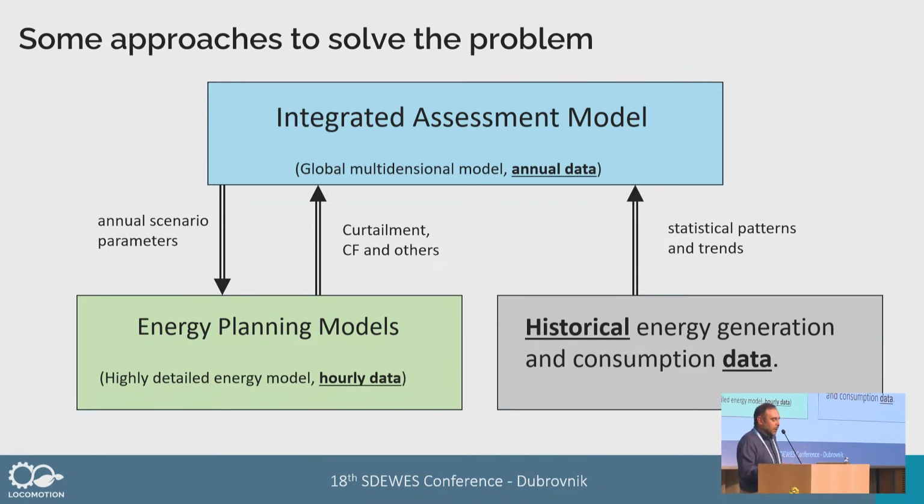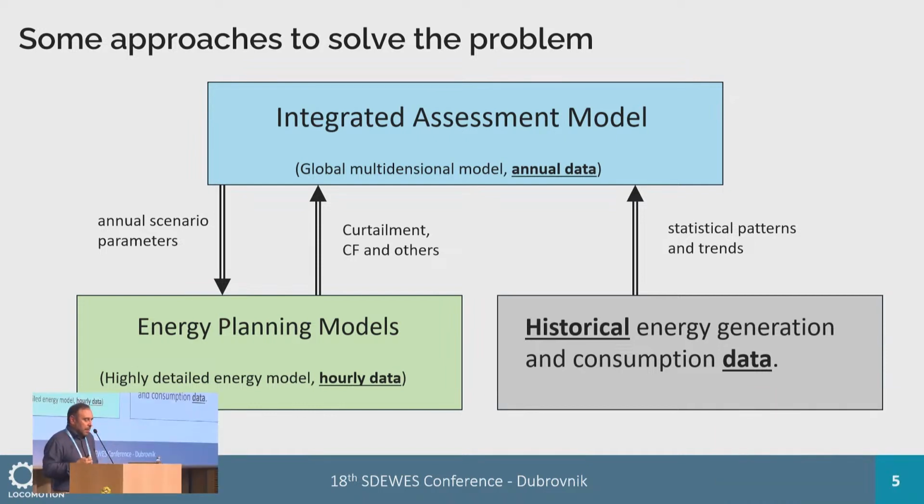The new approaches are based mainly on what we call energy planning software. Energy planning software are more detailed models that are able to represent technologies with more detailed components, and usually they use an hourly time scale. That means they may be able to represent quite well the variability of renewable energies. So what is the trick? The trick is to use the energy planning models to have the best possible estimation of variables like curtailment, capacity factor, and so on.